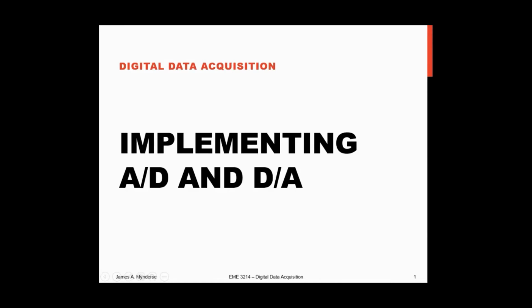Hello and welcome back. Today's topic is getting real-world analog information in and out of our microcontroller digital world, involving analog to digital converters to get an analog voltage into the digital world, and digital to analog converters getting digital numbers, binary numbers, out to the analog world.